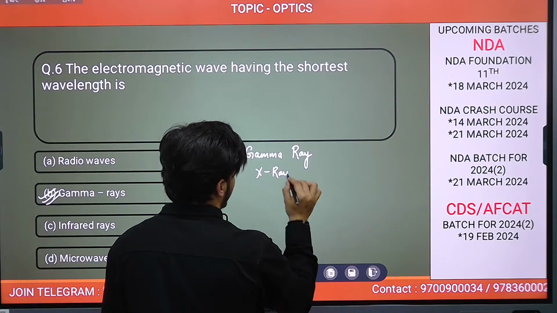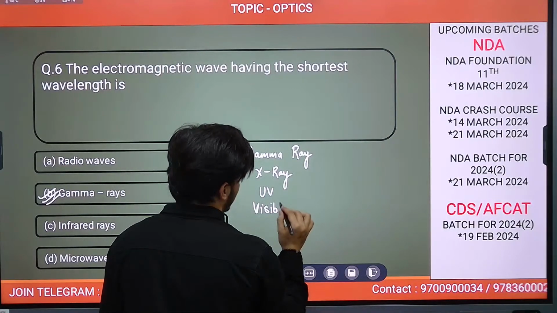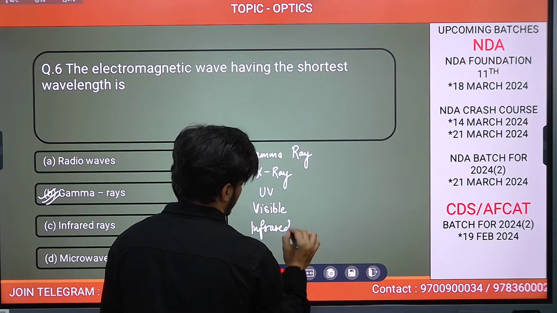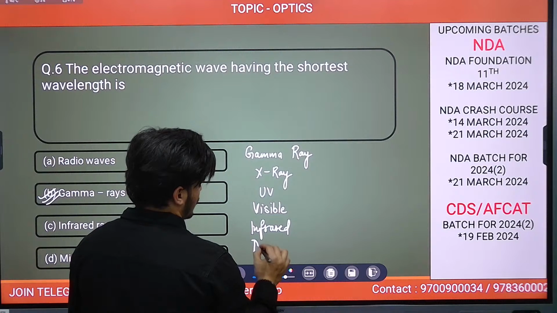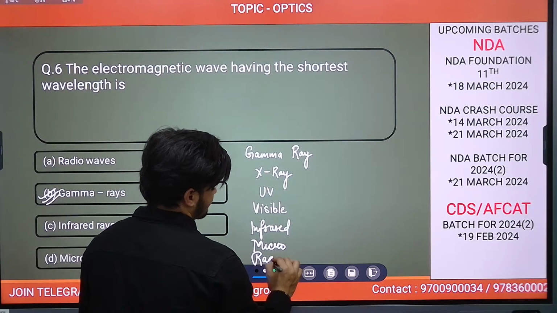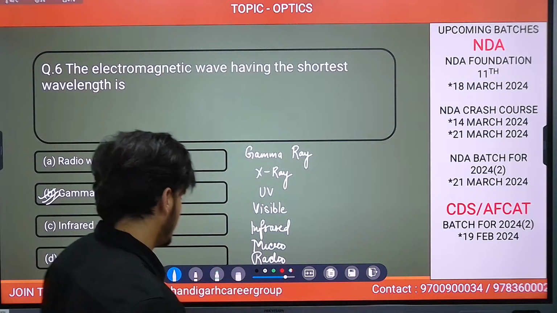Then X-ray, then UV, then visible, then infrared, then micro and at last radio. So that is the spectrum. इस तरीके से होता है हमारे पास spectrum.